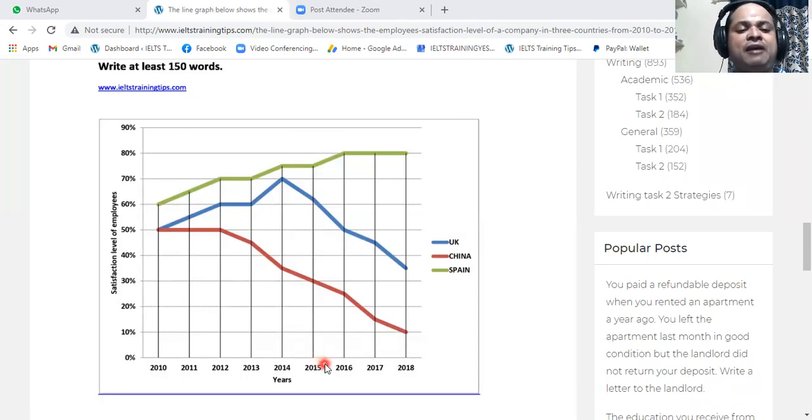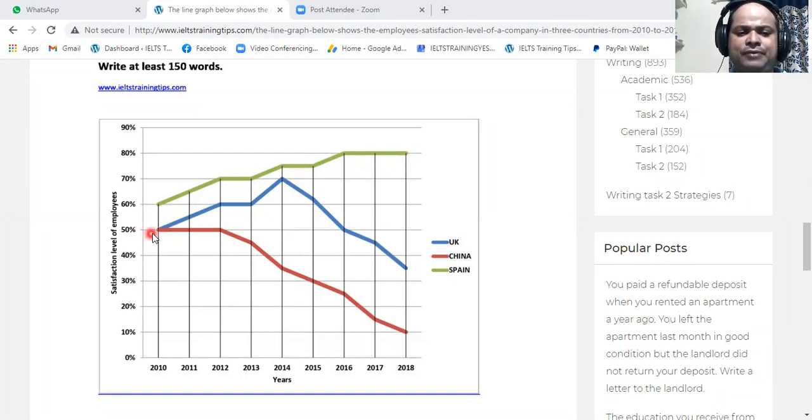So we have the data of the satisfaction level of employees in the UK, in China, and Spain. So we do have 3 different patterns of the picture here. So let's see how the 3 different patterns are different here. Here you can see the satisfaction level of employees in Spain is going higher and higher all through the years. So we don't have a decline there.